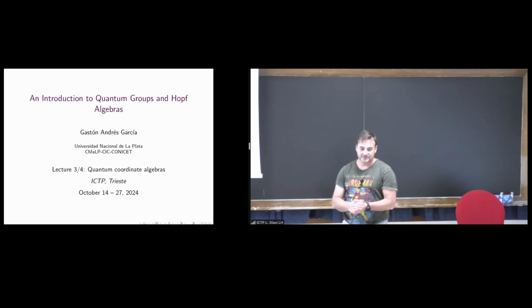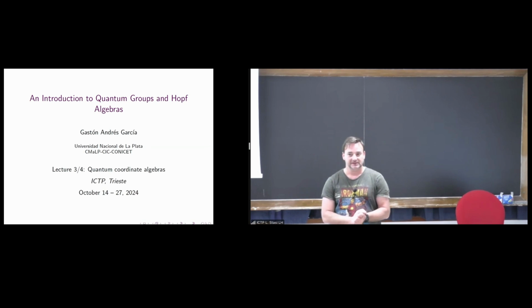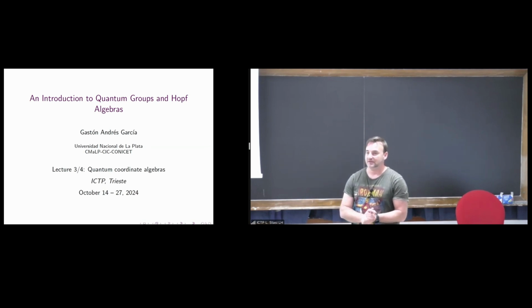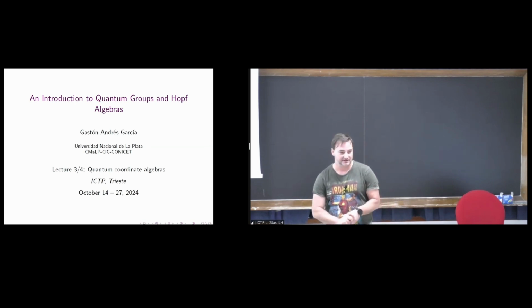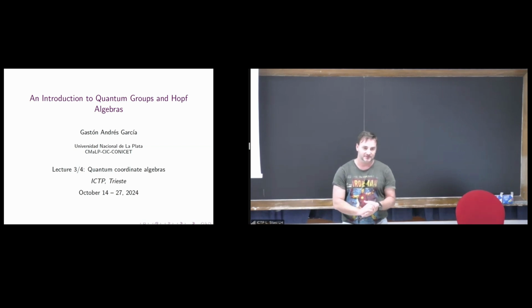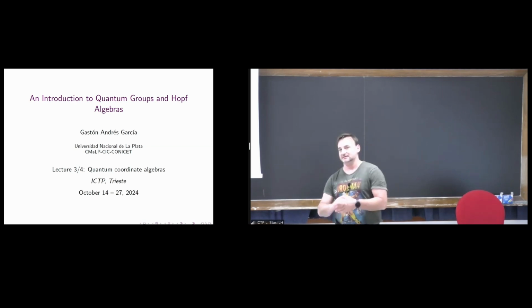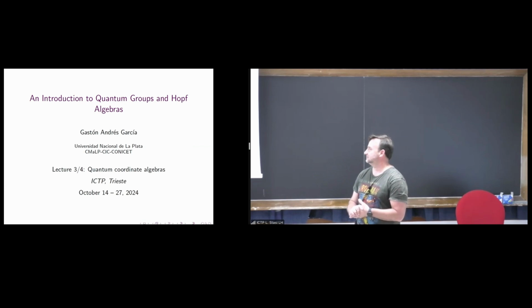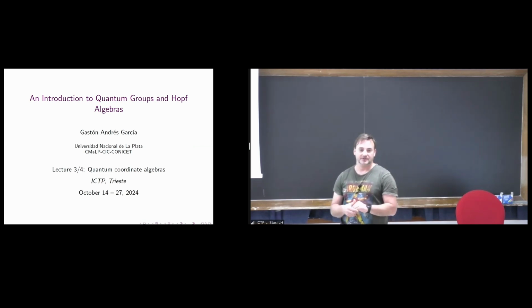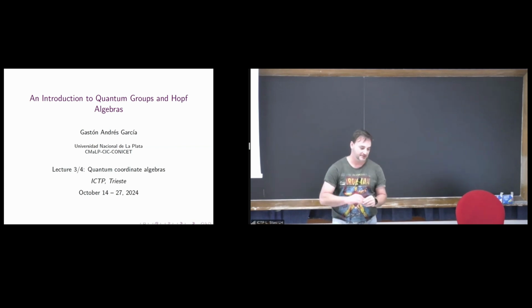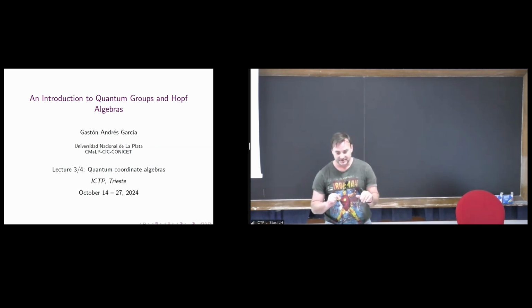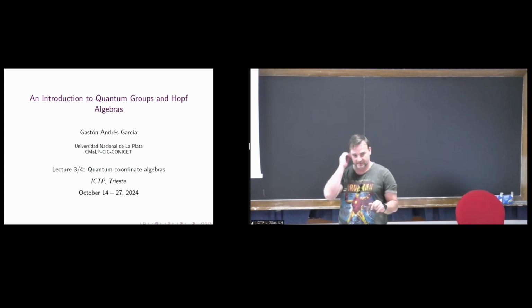We are going to do examples now of quantum groups. In this third lecture we study examples about quantum coordinate algebras, and in the last lecture about quantum enveloping algebras. These are the two families of quantum groups, and people study different quantum groups for different purposes. So if someone tells you a quantum group, then you should ask which one.